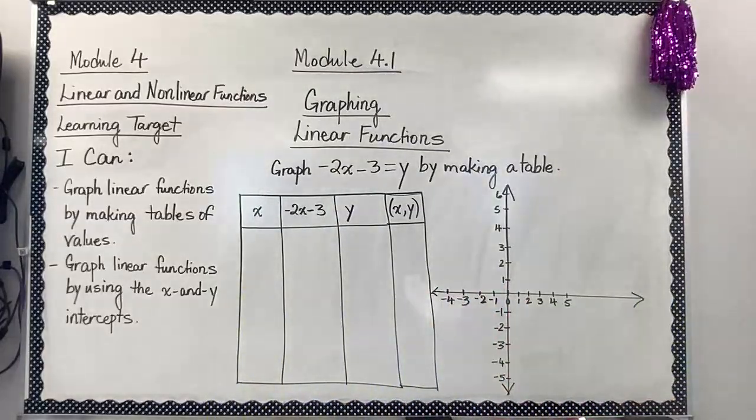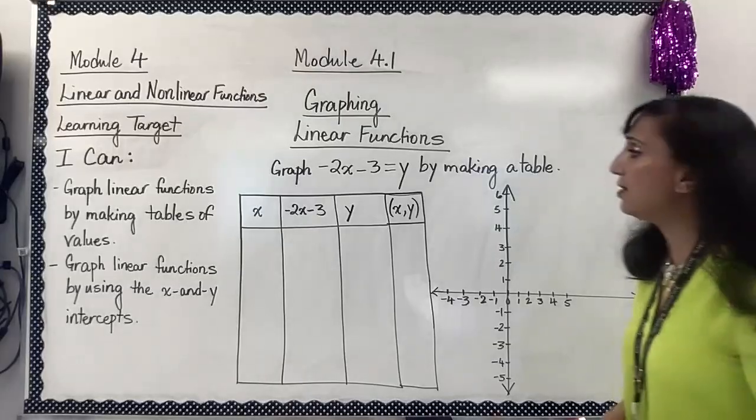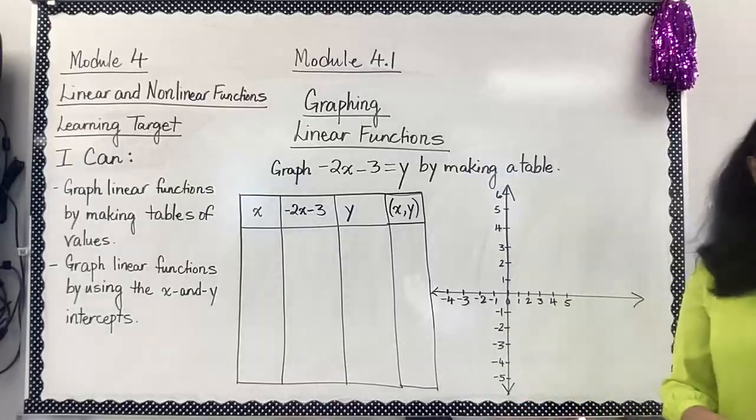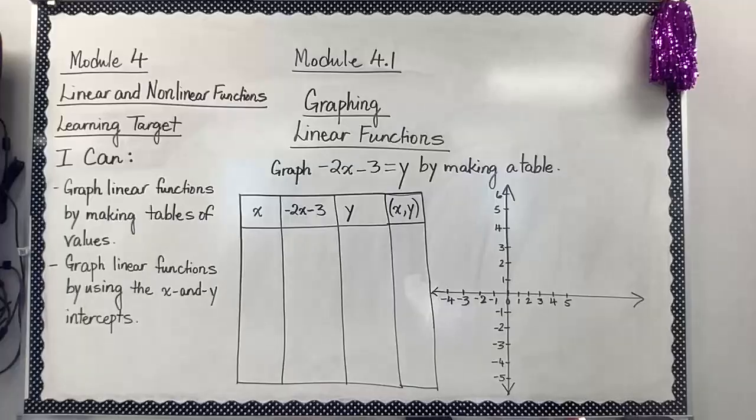So again, a table of values can be used to graph a linear function, and every ordered pair that makes the equation true represents a point on its graph. So a graph represents all the solutions of an equation, and linear functions can be represented by equations in two variables. So let's start with the one which I have put on the board.